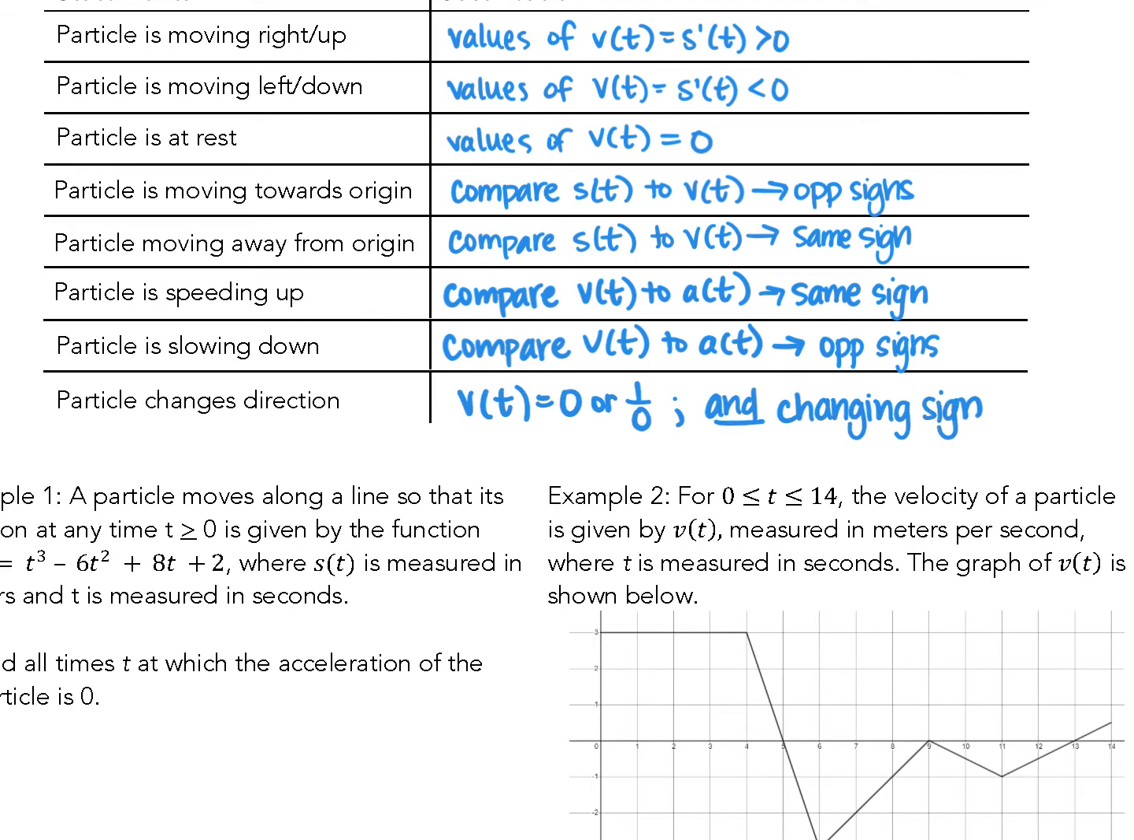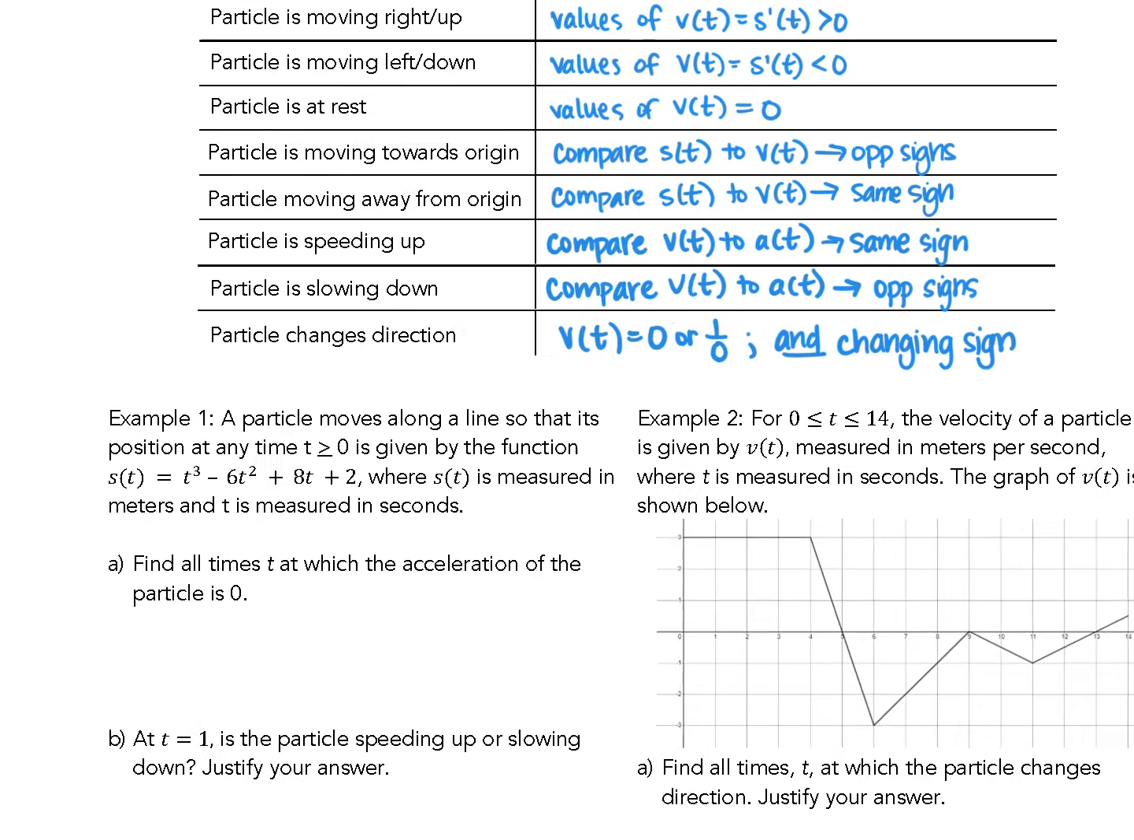So the velocity is not just enough. It's insufficient if you just stop at, oh, the velocity is equal to 0 or the velocity is equal to undefined. You can't just stop there. You have to make the extra statement of, and it's changing from positive values to negative values, or the other way around. That second part is what completes the justification of it being a change in direction.